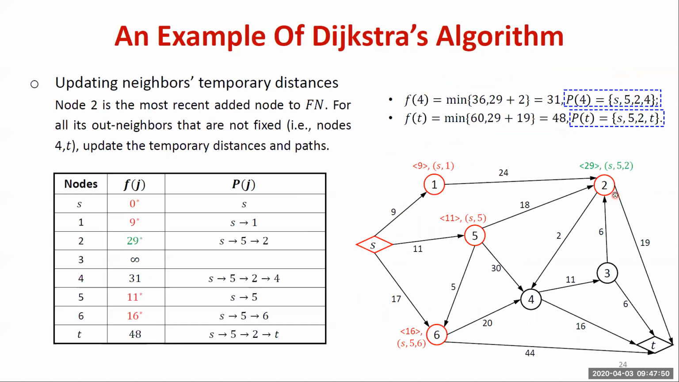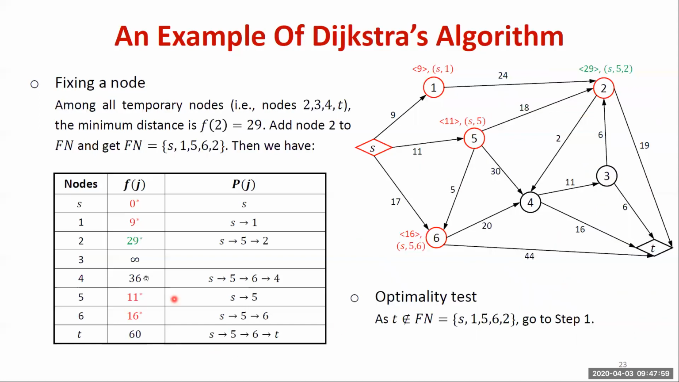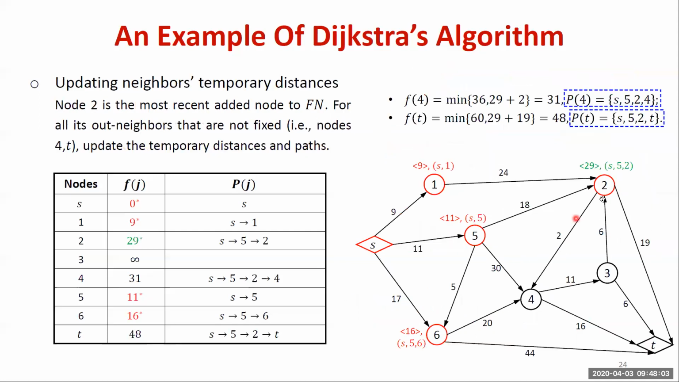So from node number 2, which nodes can you reach? You can reach node 4 and node t, and do the same here. Node 4, for example: the previous shortest distance is 36. The new distance is from S to 2 costing 29, then 2 to 4 costs 2. So the new distance is 31. 31 is smaller, so you have to update the path to S to 5 to 2 to 4. Then do the same for t.